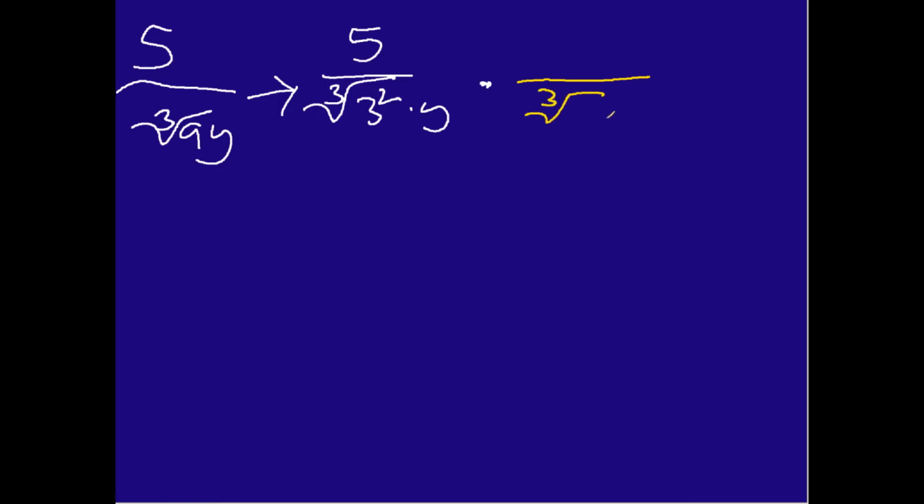So we have the cube root of 3 times y squared, and then above we have the cube root of 3 squared. Now what am I doing here? Remember that I need a perfect cube, because I have a cube root here. So if I take 3 squared times 3, I get 3 to the third power. If I take y times y squared, I get y to the third power. That is why I'm doing that.